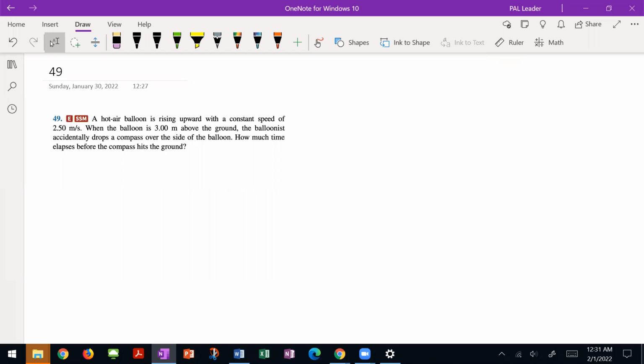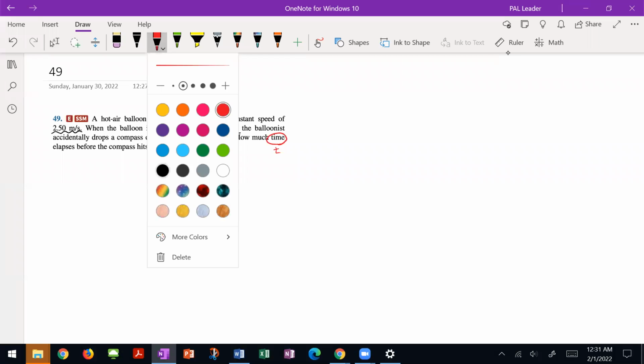Number 49. A hot air balloon is rising upward with a constant speed of 2.5 meters per second. When the balloon is 3 meters above the ground, the balloonist accidentally drops a compass over the side of the balloon. How much time elapses before the compass hits the ground? We are asked to find time, t.